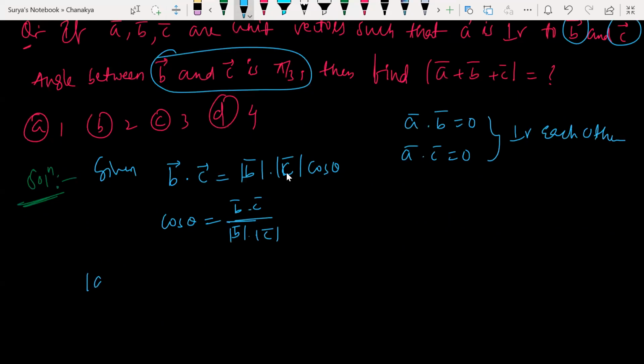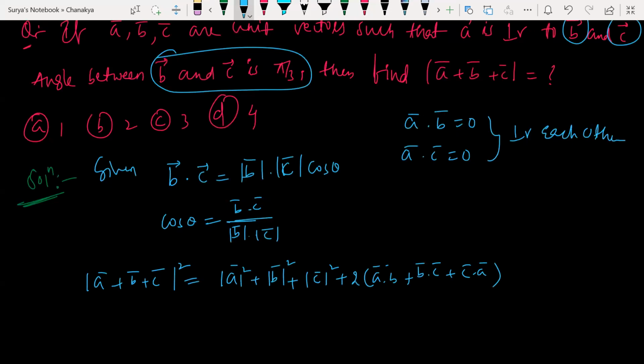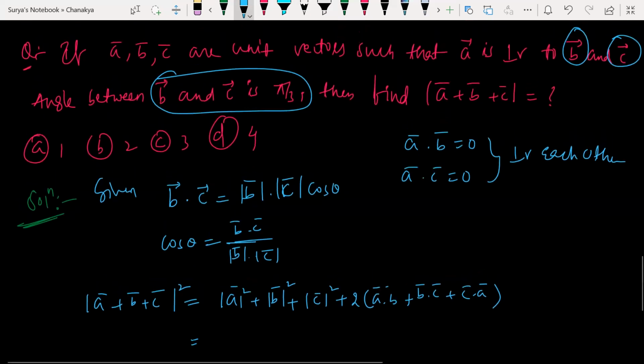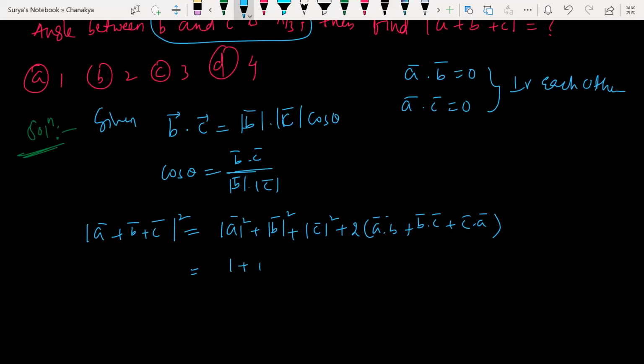What I need here is the magnitude of A plus B plus C, right? We know this formula: magnitude of A square plus magnitude of B square plus magnitude of C square plus 2 times of A dot B plus B dot C plus C dot A. So what is magnitude of A here? A, B, C are unit vectors, guys. So each square is 1: 1 plus 1 plus 1.